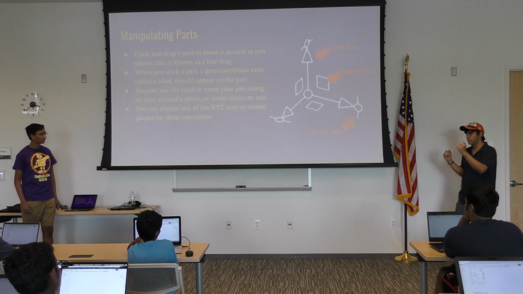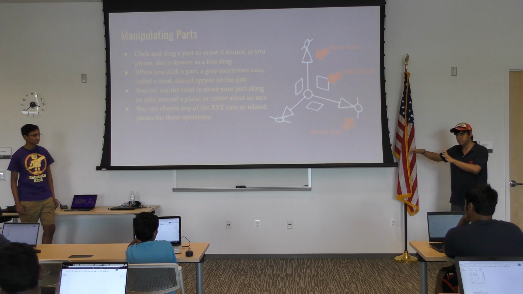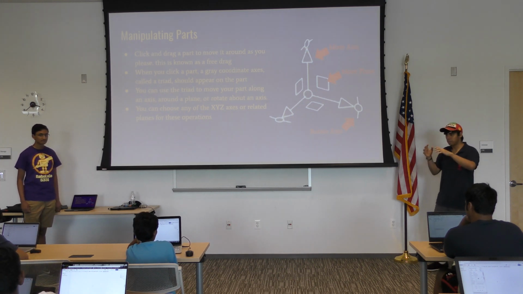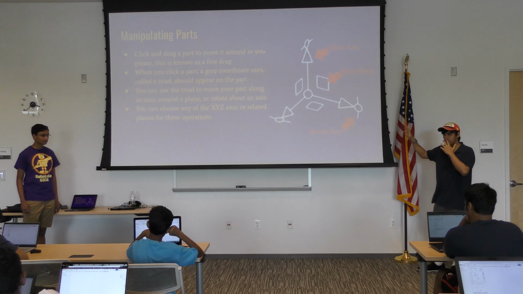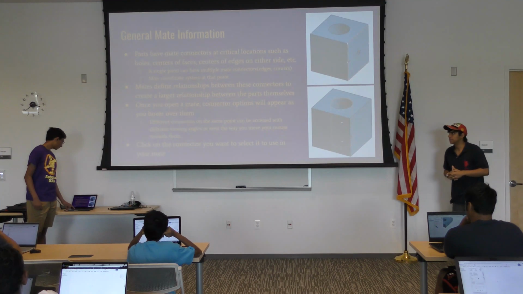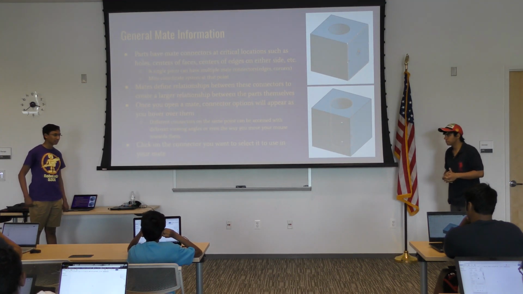And also, each of the axes has a color, and this will go more into when we do mates. Z is blue, Y is green, X is red. So when you're doing mates and moving in a certain axis, you can tell by color which axis you're moving in.